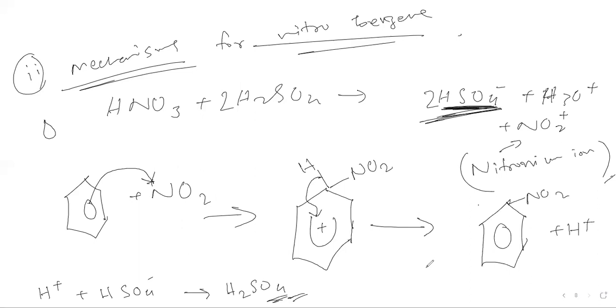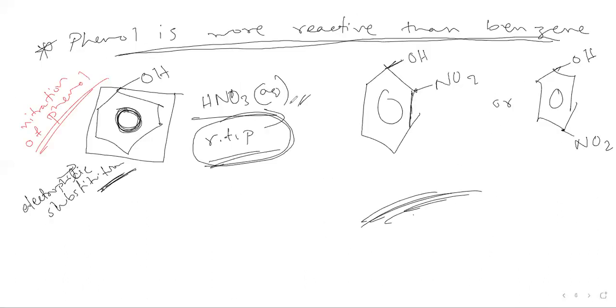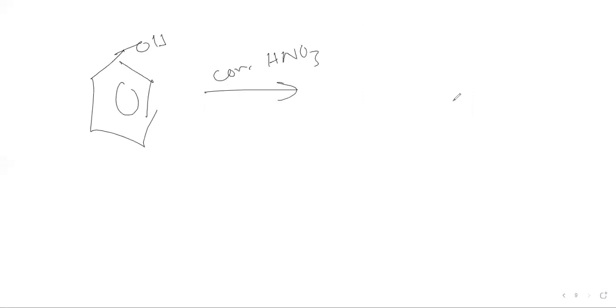Now coming to our next portion. During the nitration of phenol, what is happening? Let's say in the nitration of phenol, we added HNO3, nitric acid. Instead of that nitric acid, let's say we added concentrated nitric acid. Now what is going to happen then?